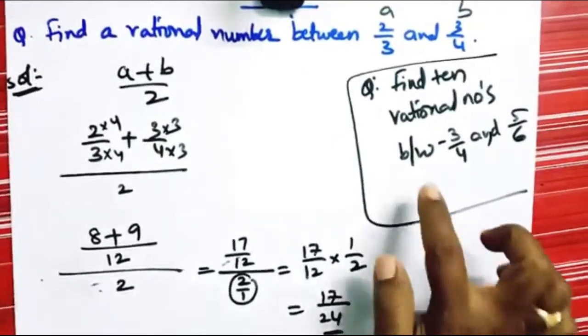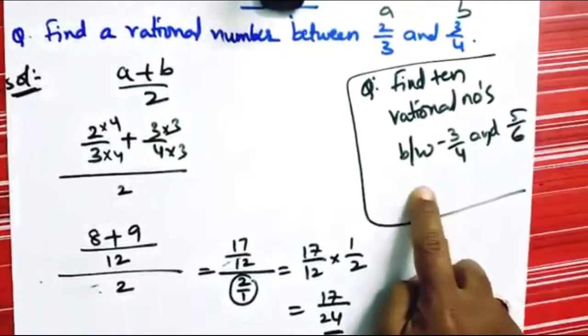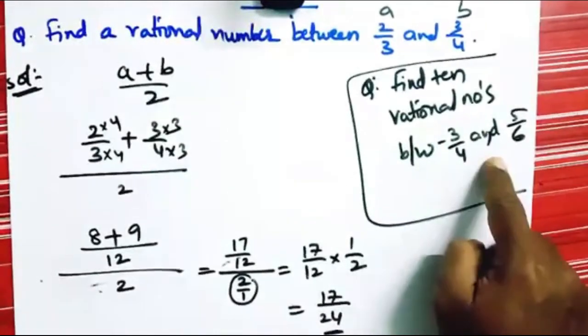Next you can solve this question: find 10 rational numbers between minus 3 by 4 and 5 by 6.